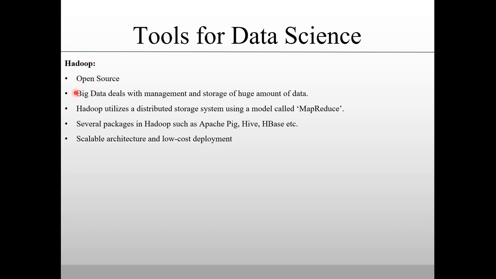So Hadoop is used for big data. It can handle big data using a technique known as MapReduce. This MapReduce technique splits your data sets and is able to run them in parallel. A huge volume of data is split into many parts, and each part can be run in parallel. Hadoop makes use of packages like Apache Pig, HBase, etc.